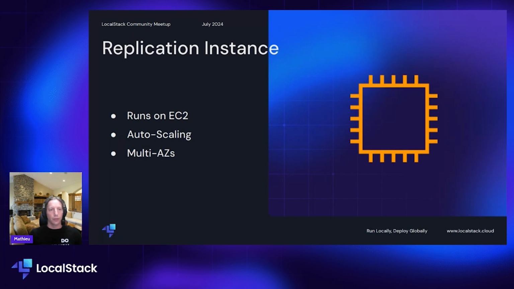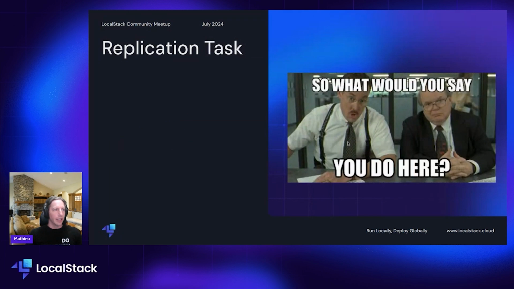The replication instance, like I mentioned earlier, runs on EC2. As you configure your replication instance, this is where you will configure everything from scaling, multi-AZ, how much memory it has, and the size of the EC2 that you're using. So it's really just configuring the bare bones of it. And then the replication task, in a sense, is where everything happens. All of your configuration will happen there.